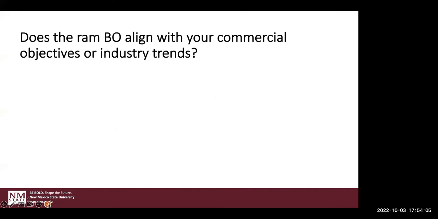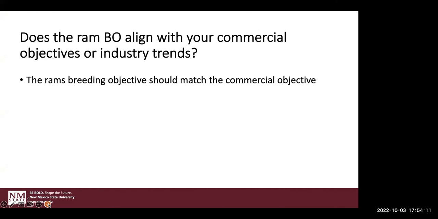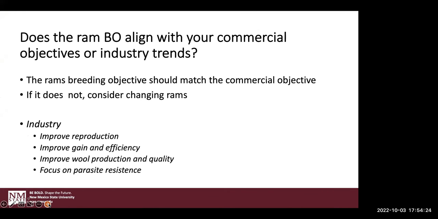So where are sheep genetics headed? You have that breeding objective, and does it align with the commercial objectives or with industry trends, right? So he has certain abilities to do certain things, and does that fit your goals? So that's the first question to think about.